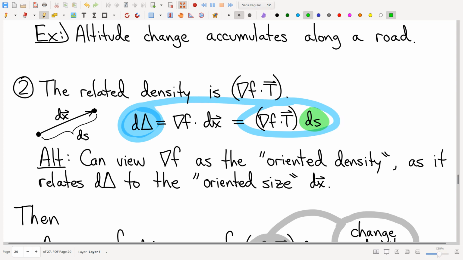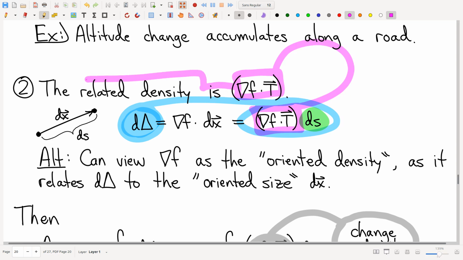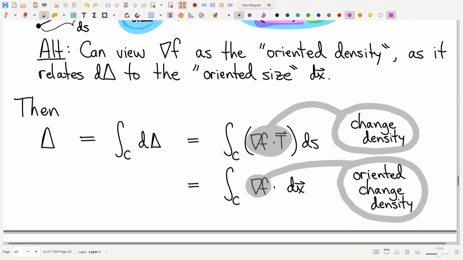That makes this gradient dot t the associated density. That's quantity per unit size. And once you have an accumulating quantity, and you know the associated density, you're in business. And here it goes. Change is an accumulating quantity. The whole is the sum of the parts, right? Over the entire curve.